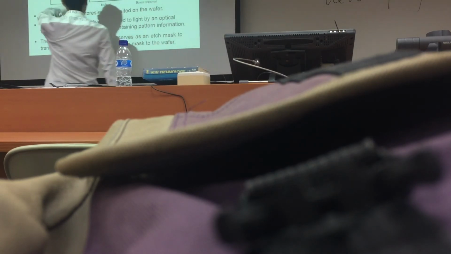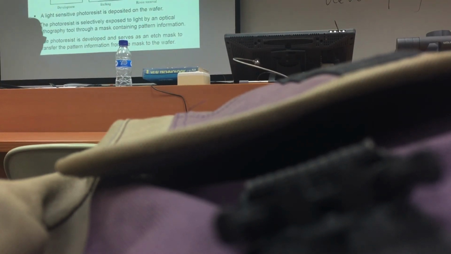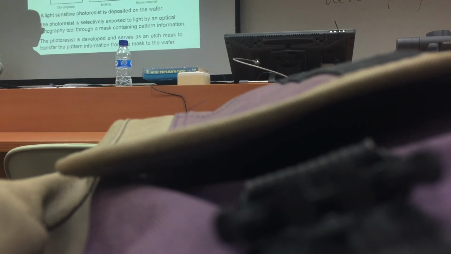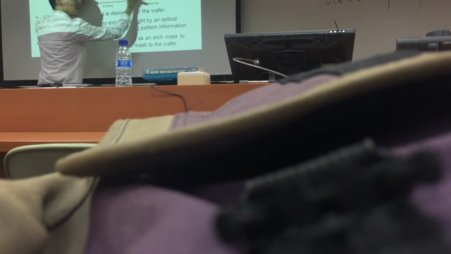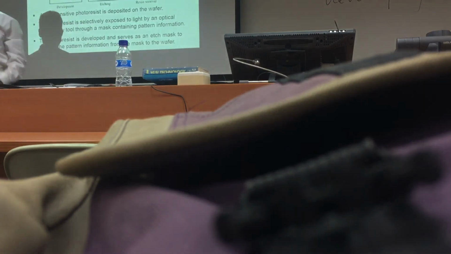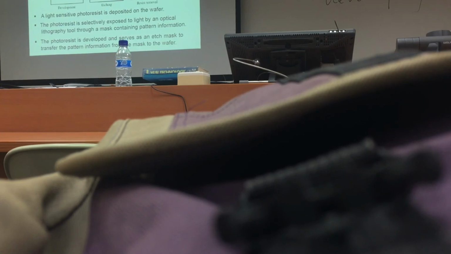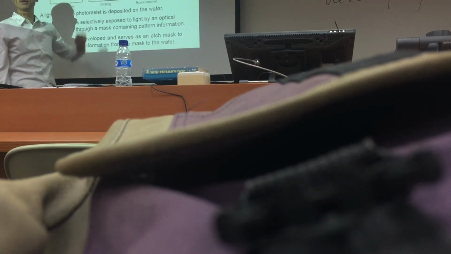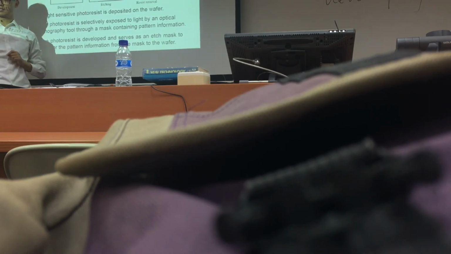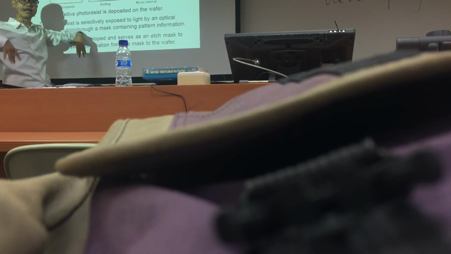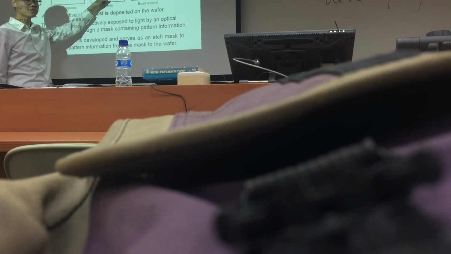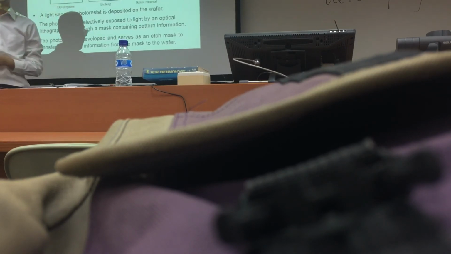So the lithography step includes only the major ones, 1, 2, 3. After this, these two are not lithography. This is just etching. Later, in the next chapter, we'll talk about etching. Etching basically means you want to remove material. For example, here we want to remove the silicon oxide. You use physical and chemical bombardment, and you can remove this area. This area cannot be removed because it is blocked by the photoresist.